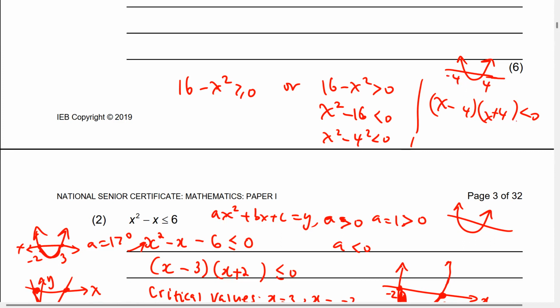Then you say this is negative. Negative means it's below, but it's strict, so you put open circles here and sketch the shape like this. This is the x-axis. When is this less than 0? It's here, between minus 4 and 4. That's the answer.